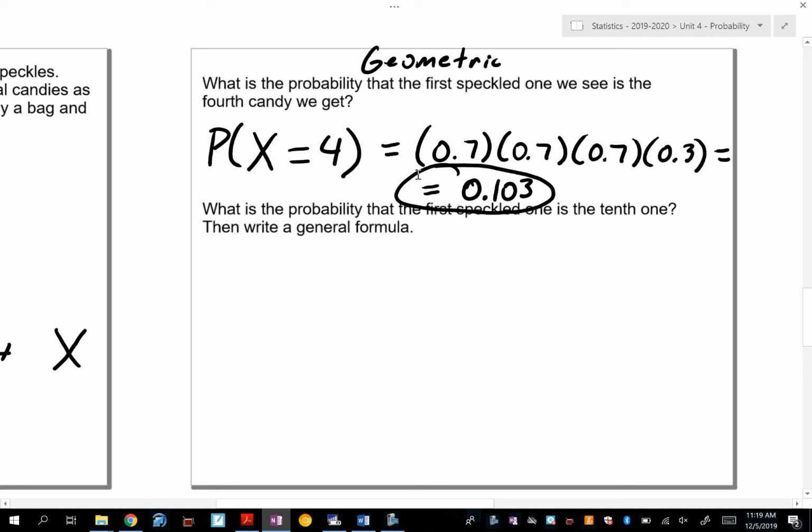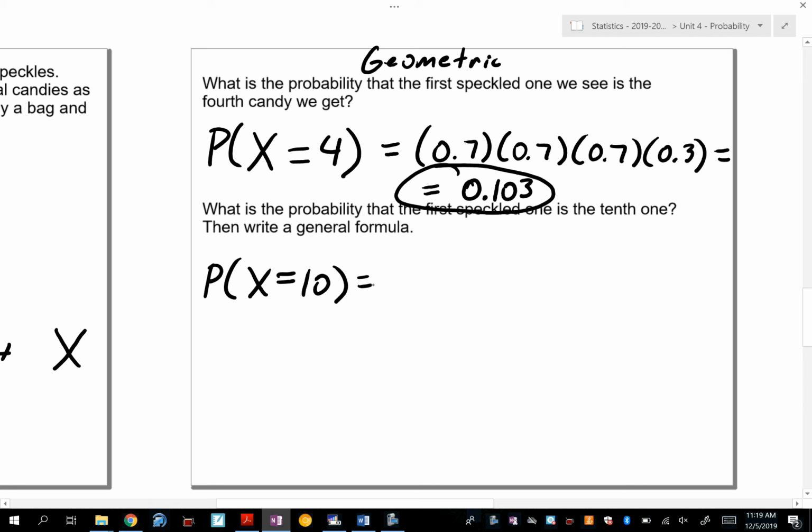Okay, how are we feeling? Everybody okay with geometric? That's geometric. Okay? Look at the next one. What's the probability that the first groovy one is the 10th one? This sure seems like the same problem, but instead of the fourth one, they're asking you what's the likelihood that it happens on the 10th one.